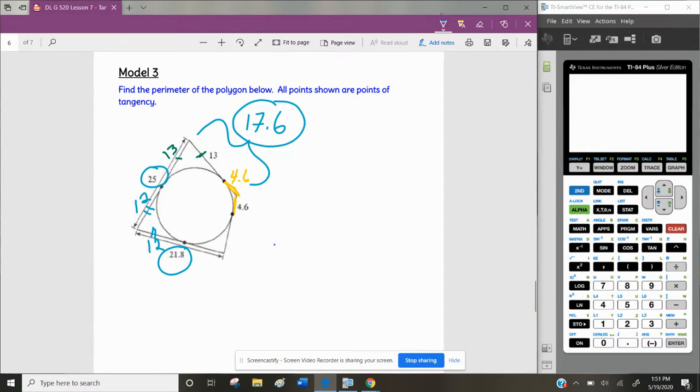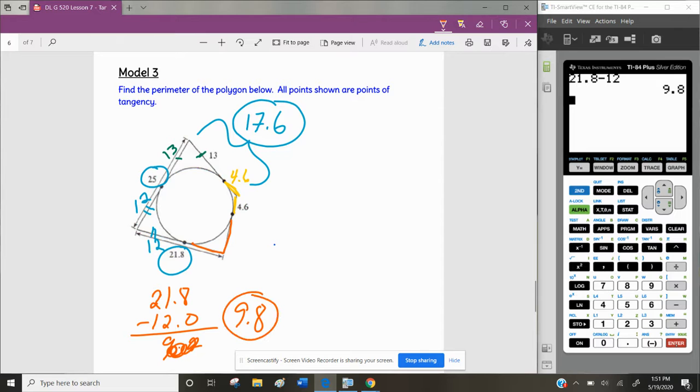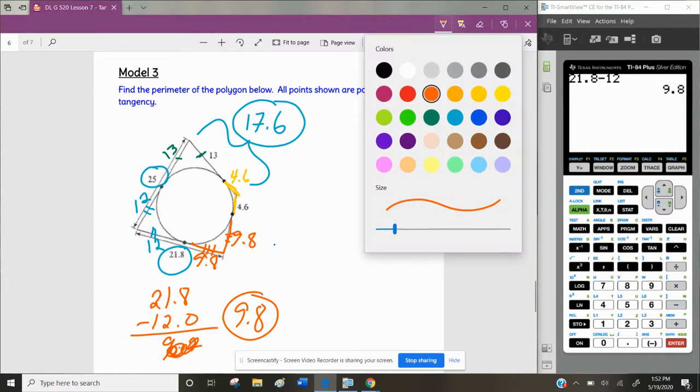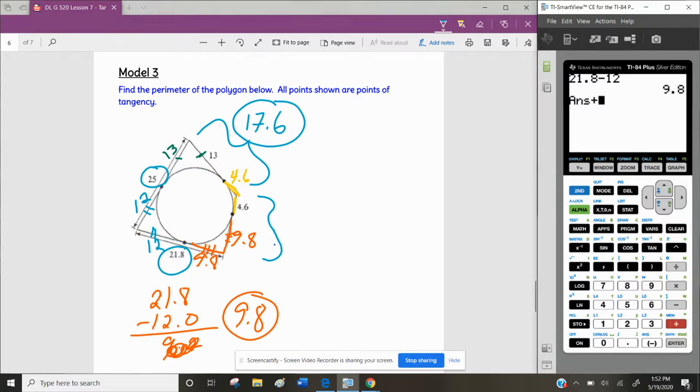In order to figure out what this other piece of this tangent is, I need to know how long those are. Well, if the total piece is 21.8 and part of that is 12, then how much is that going to be? Don't mind me using my calculator. 9.8. Oh, what did I do? 9.8. See, mental math, not my friend right now. 9.8, 9.8. We know these are going to be equal. And so for this other side, 9.8 plus 4.6 is 14.4.